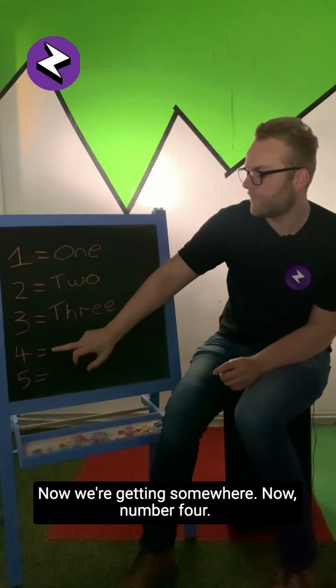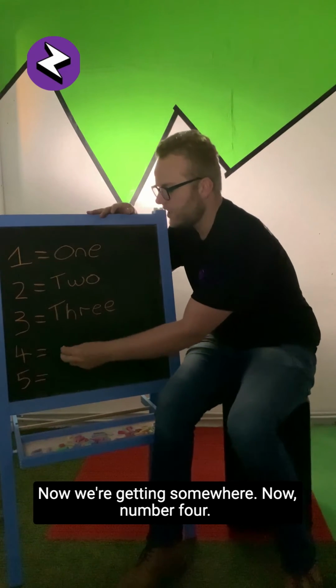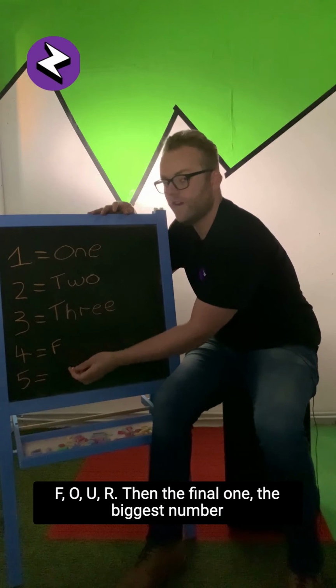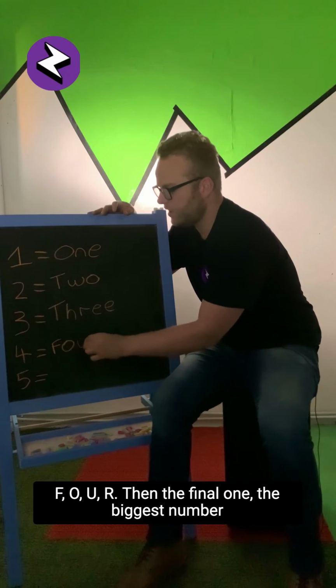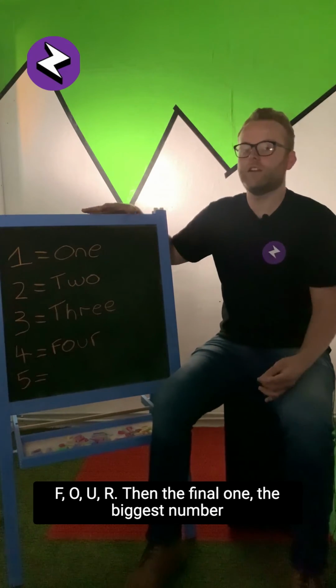So now number 4, the fourth number. 4 is spelt F, so F, O or O, U or A, and R or R.